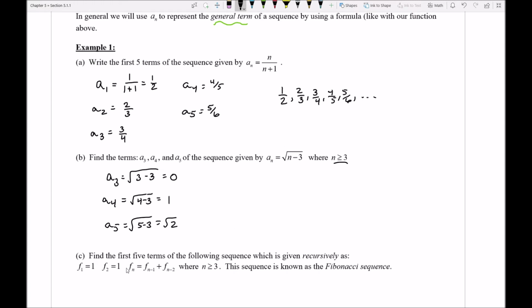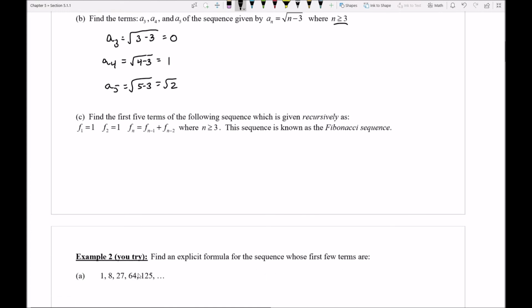But notice down below, sometimes I can have sequences that are communicated slightly differently. Here, I want to find the first 5 terms of the following sequence, which is given recursively. Let's take a look at what that means. Notice we're already told what f number 1 and f number 2 are, which is great. We're already kind of like 2/5 of the way done. And then this formula here is going to help me determine what happens whenever n is 3 or bigger.